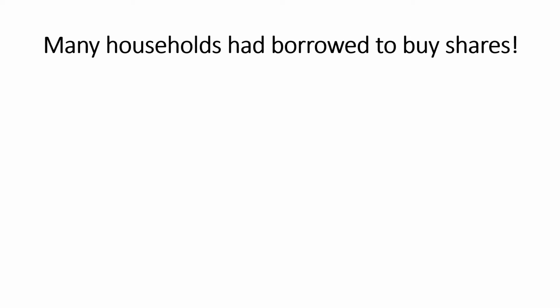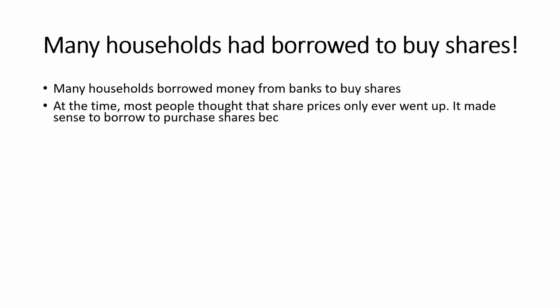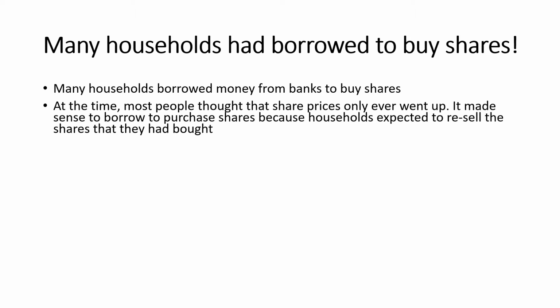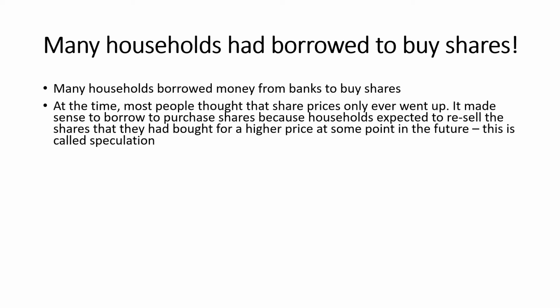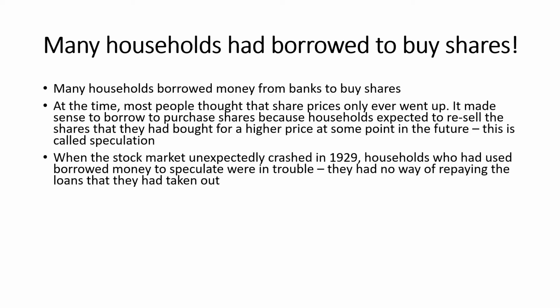Many households had borrowed money to buy shares. This is called buying on margin. So as I say, many households borrowed money from banks to buy shares during the 1920s, the roaring 20s. At the time, most people thought that share prices only ever went up. So from that perspective, it made sense to borrow to buy shares today because households expected to be able to make a profit in the future by reselling the shares that they bought at a higher price, making a capital gain. So this is an example of speculation. When the stock market unexpectedly crashed in 1929, households who had used borrowed money to speculate were in big trouble. They had no way of repaying the loans that they'd taken out to buy the shares that had suddenly crashed in price.